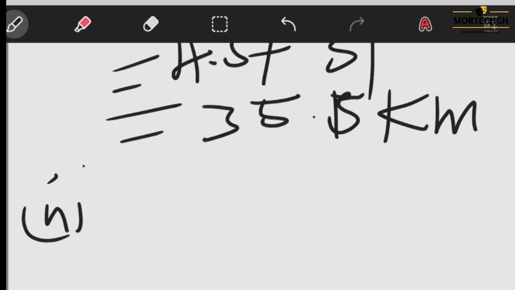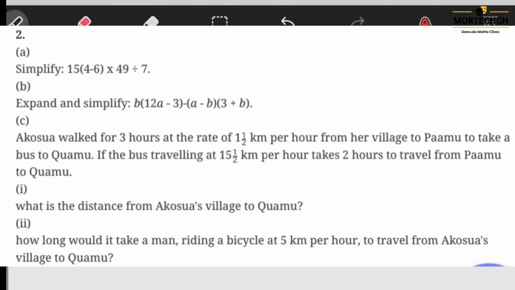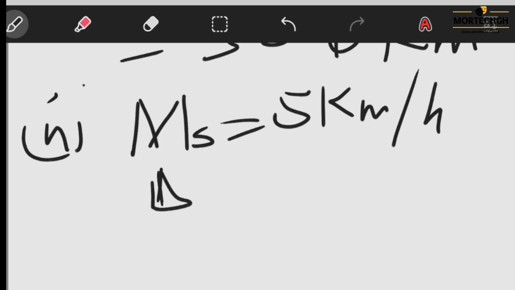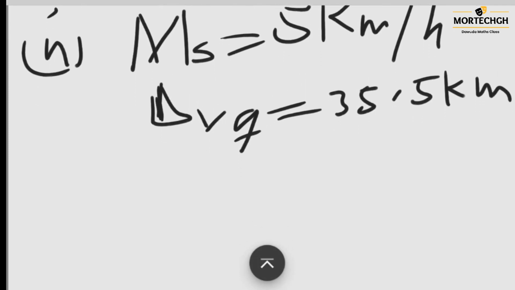It asks, how long will it take a man riding a bicycle at 5 kilometers per hour to travel from Akosua's village to Kwanu? So the man's speed is equal to 5 kilometers per hour, right? We already know the total distance to travel from Akosua's village to Kwanu is 35.5 kilometers. So they are now asking for the time. Since you know the speed and you know the distance, you are asked to find time.